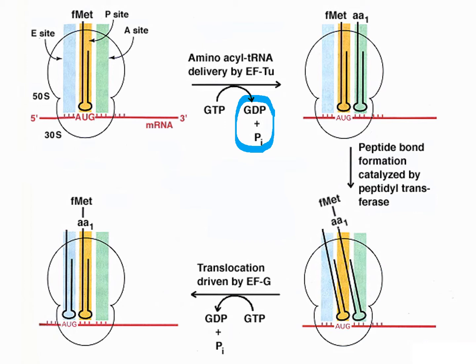A peptide bond is then formed when the amino group of the aminoacyl tRNA at the A site attacks the ester carbonyl group of the FMET tRNA in the P site. And this reaction, again, is catalyzed solely by RNA.